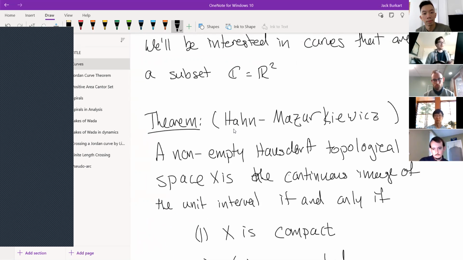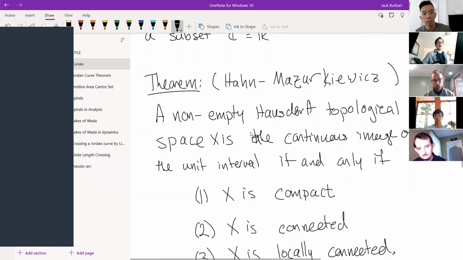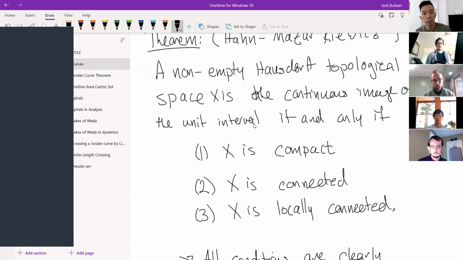Anyway, it's the theorem of Hahn and Mazurkiewicz that a non-empty Hausdorff topological space is the continuous image of the unit interval, so it's a curve, it has some parameterization, if and only if the following three conditions are satisfied. We need the space to be compact. We need the space to be connected. And we need the space to be locally connected. So if I have any subset of R2 that's compact, connected, and locally connected, I can realize it as the continuous image of the unit interval. It is the trace of some curve. So we can call that object a curve actually.